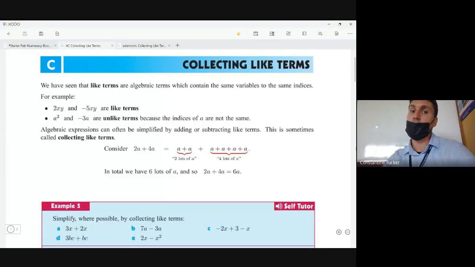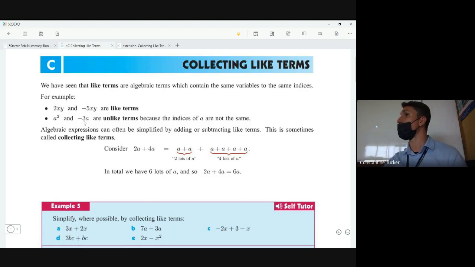4C. You can write in your title, it's called collecting like terms, paragraph 4C. Now, in our previous session, we saw that like terms are terms like 2xy and minus 5xy, because xy appears in both of these terms. So basically, we need to make sure they have exactly the same letters. So a squared and minus 3a, are they like terms? No, because a squared and a are considered completely different in the eyes of maths.